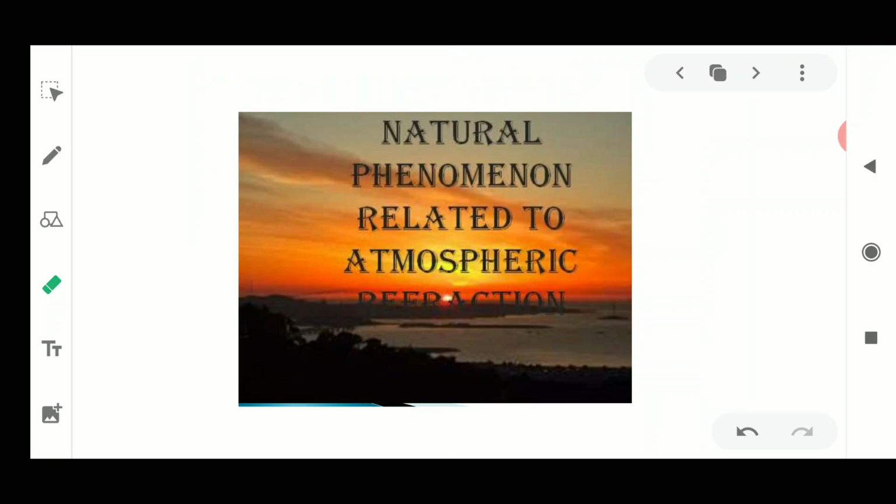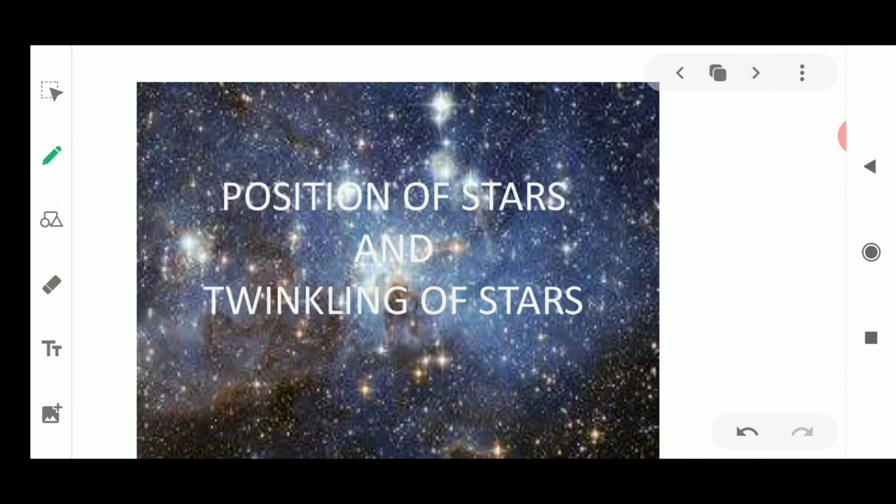So the next thing is that there are certain natural phenomena related with atmospheric refraction. So what is this atmospheric refraction? Let's find out. The first natural phenomenon about refraction is the position of stars and the twinkling of stars. Have you ever observed, very frequently, that the stars twinkle in the clear night?